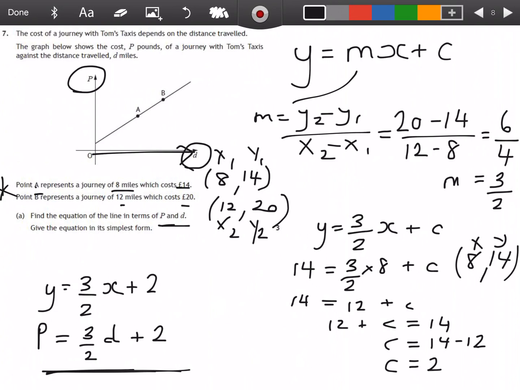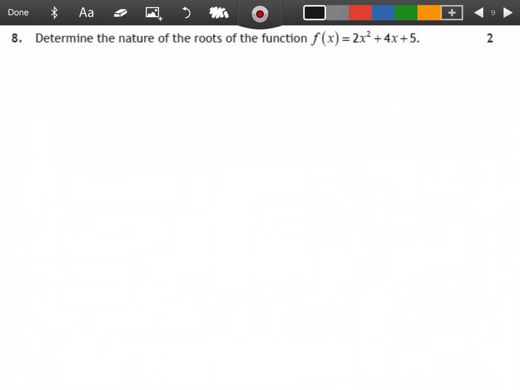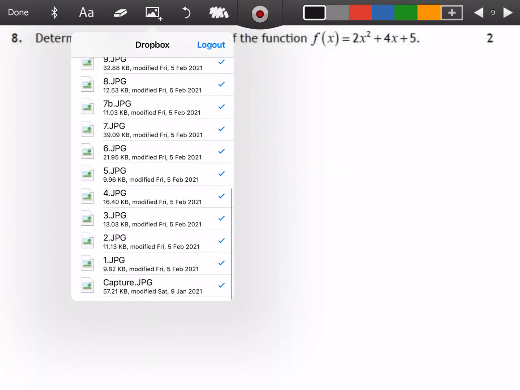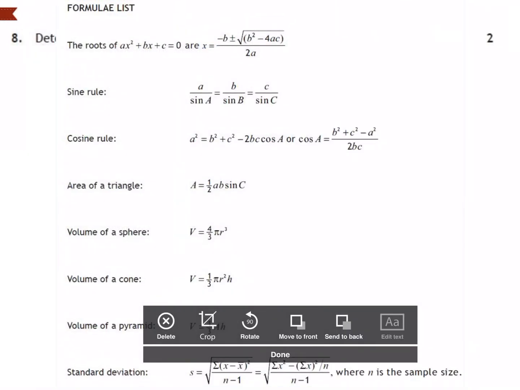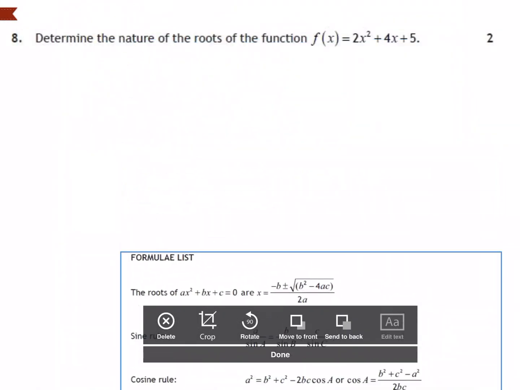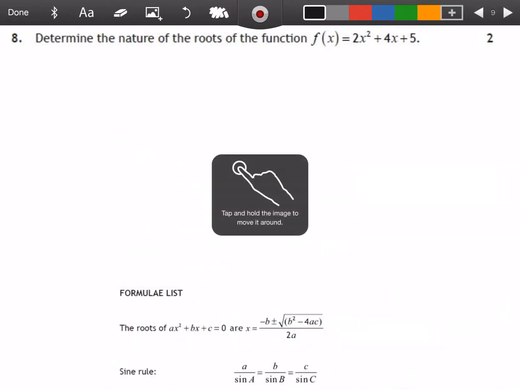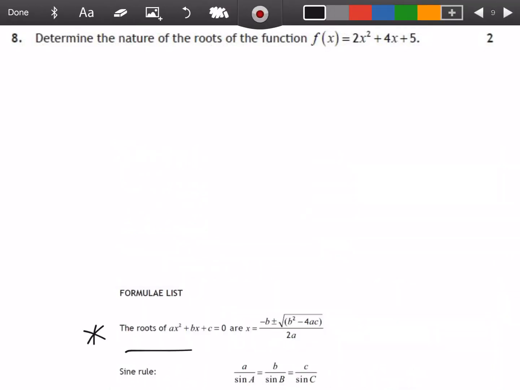Right, don't worry. Number 8, determine the nature of the roots of this equation. Nature of the roots, you should be thinking this is related to one of your formulas. It's on the formula list. You should probably know what formula I'm talking about, but just in case you didn't know, it's the quadratic formula, the very, very top formula on the formula list. That one there.